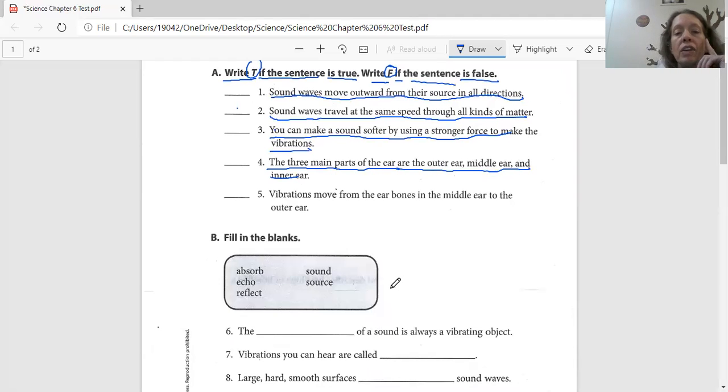Brings us to number 5. Number 5 says, vibrations move from the ear bones in the middle ear to the outer ear. If you think vibrations move from the inner ear to the outer ear, put true here. If you don't think that's true, put an F for false.